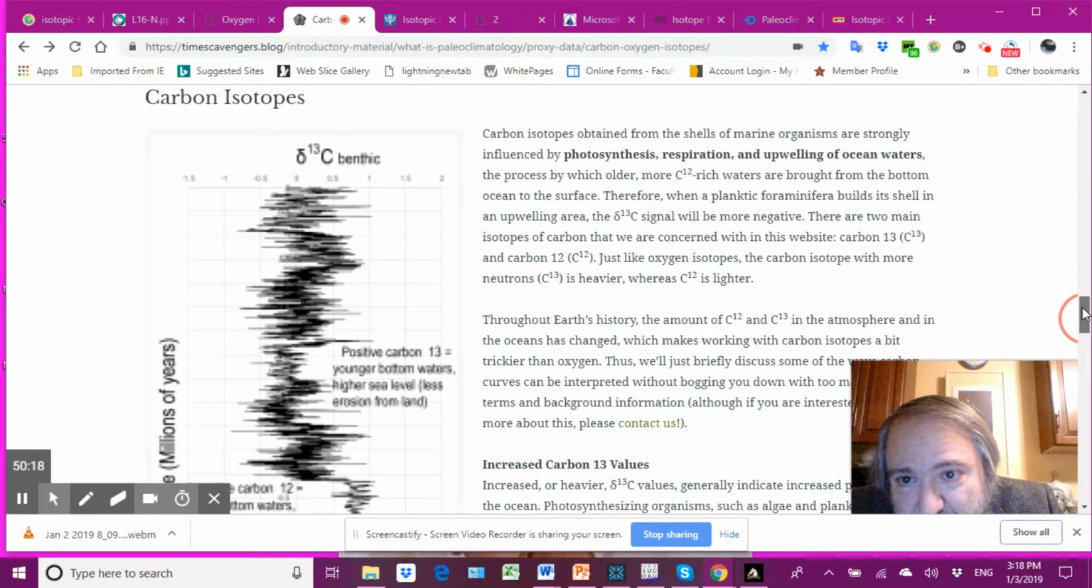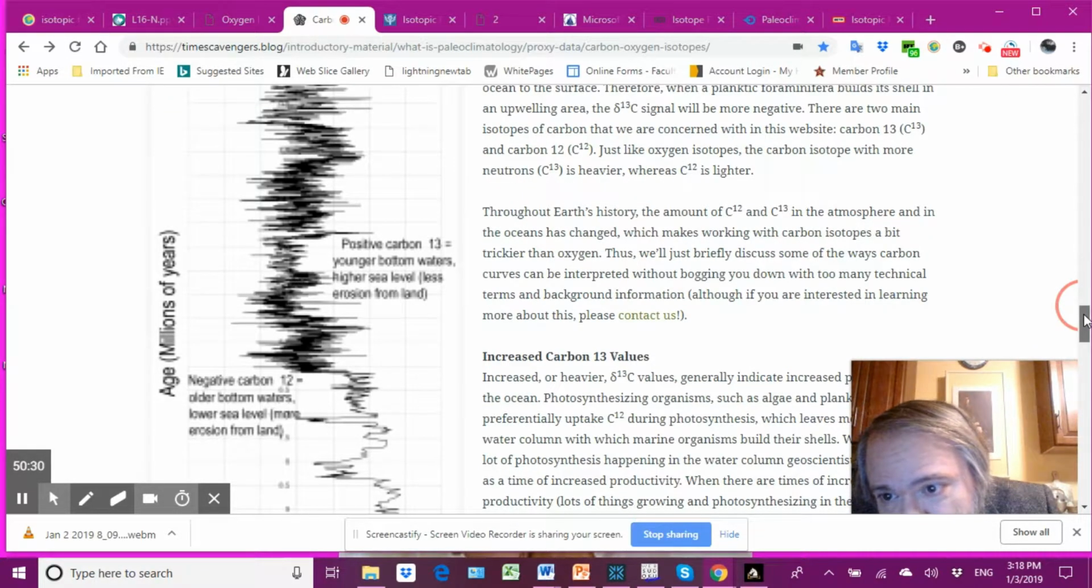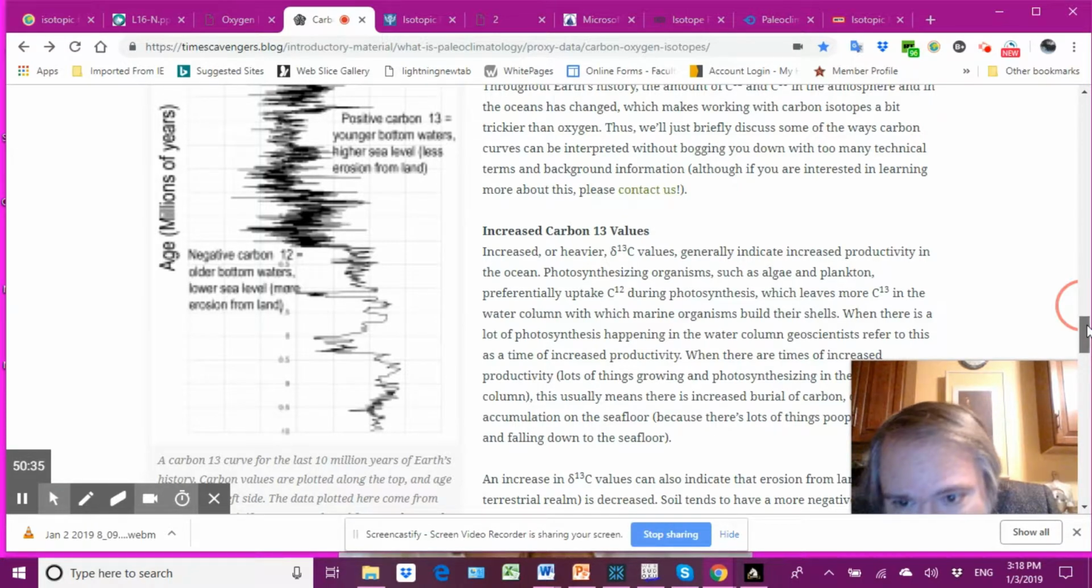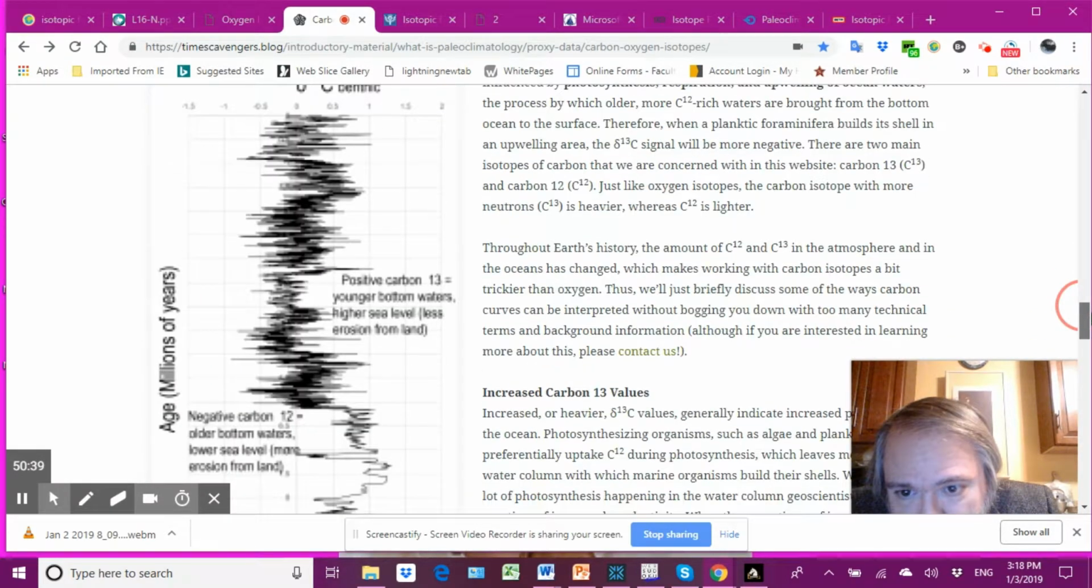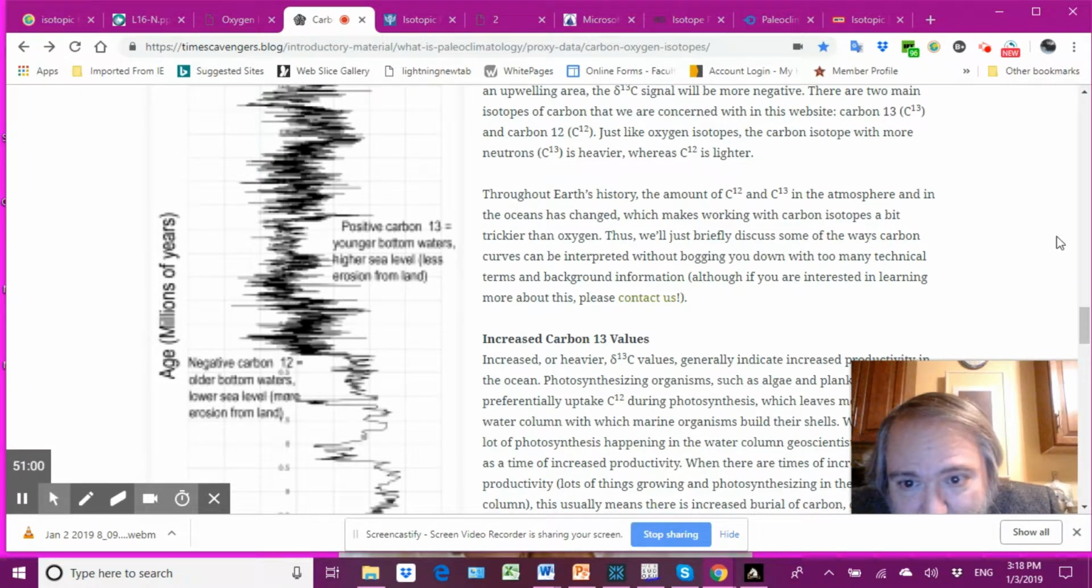So let's look at this Del 13 again in benthic organisms. It looks like it's going from minus 1.5 to 2 on the top there. The vertical scale is again millions of years, going all the way down to, looks like, 10 at the bottom. So the same scale as that one. Positive carbon 13 equals younger bottom waters, higher sea levels, less erosion from land. Negative carbon 13 equals older bottom water, lower sea level, more erosion from the land, because when you put more material in, you're going to displace the water. But here's the interesting thing. We can use this information to ascertain sea level heights, how much the sea level has dropped, that sort of thing. We can tell that.